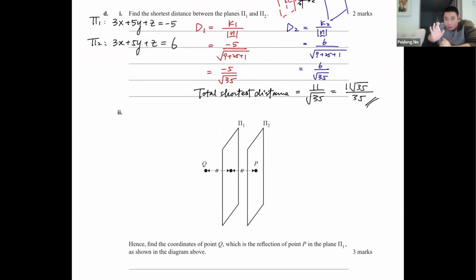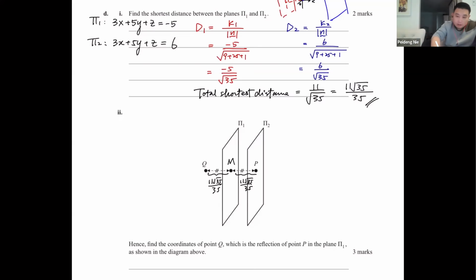If point Q is a reflection of point P about pi 1, then I would say this is 11 root 35 over 35. This is also 11 root 35 over 35. But if you just look at the distances, that's too narrow. You should also think about what the point M is here. Think about the point M and the relation between Q and P. What is that? A midpoint. Simple as that. So I will need to find the point M first.